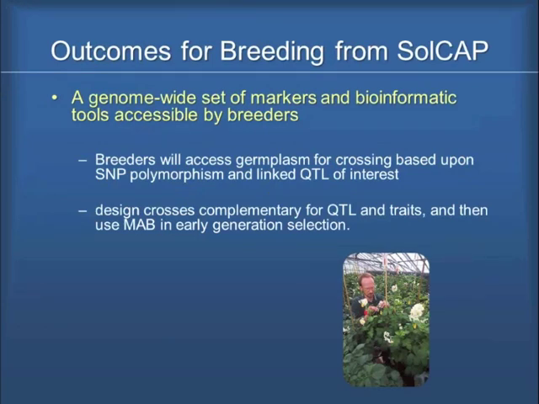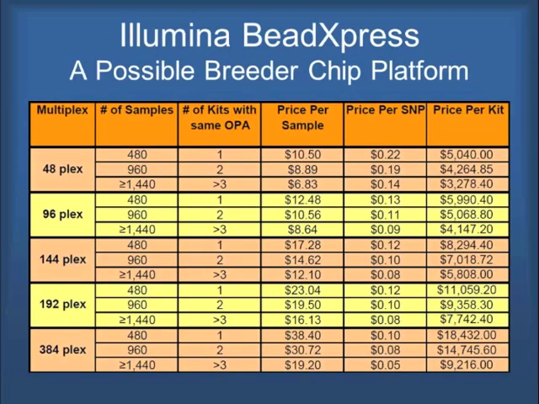So I think you can capture it in this one line here: the outcome of SOLCAP is a genome-wide set of markers and bioinformatic tools accessible by the breeders. So we're moving towards that accessibility. I think the tools are being developed, and I'm quite excited. This is my last slide here, and I'm feeling like, okay, where does this all go with this analysis?